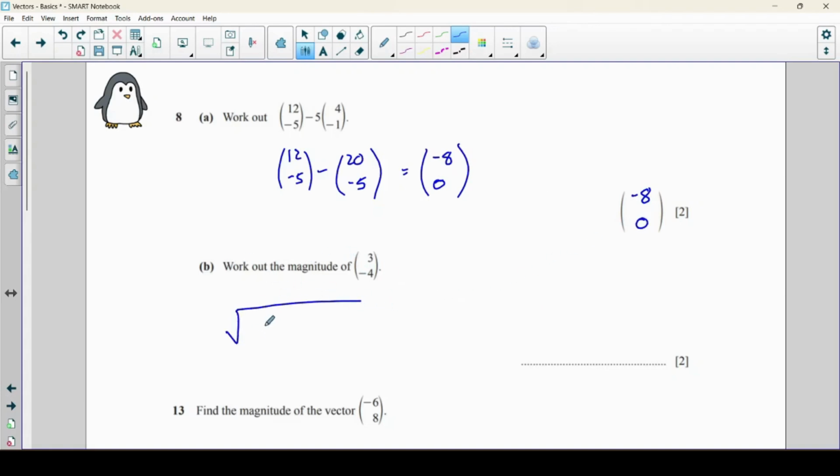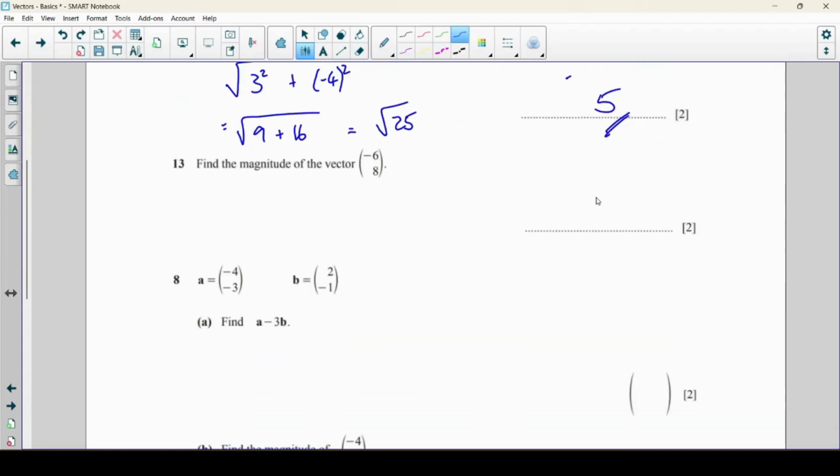The magnitude, again Pythagoras, so square root of 3 squared plus minus 4 squared. 3 squared is 9, minus 4 squared, 16. So that's the square root of 25, which is equal to 5. Another magnitude question. So the square root of minus 6 squared plus 8 squared. Minus 6 squared is 36. 8 squared is 64. Add those two things up and we get square root of 100, and the square root of 100 is 10.